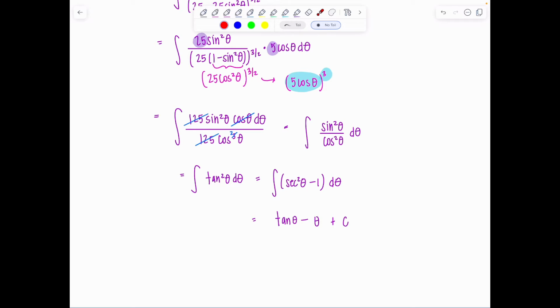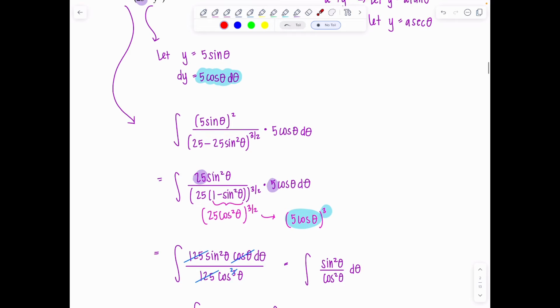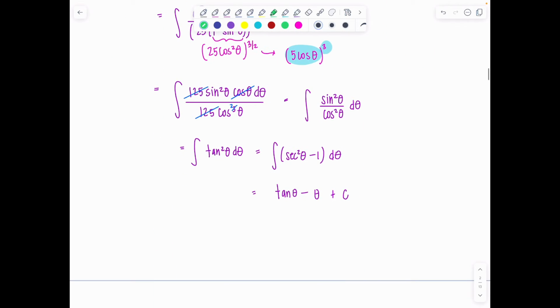Okay, then we have to go back to the original variable of the problem, which was y. How do we do that? Go all the way back to where you first decided to do a trig sub. Did it feel so long ago? I know. So y equals 5 sine theta, right there. I'm going to copy that down below. y was equal to 5 sine theta.